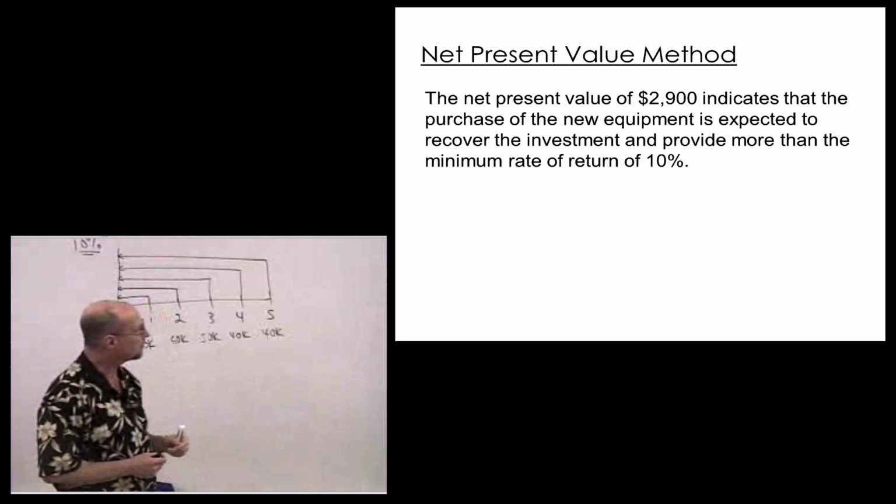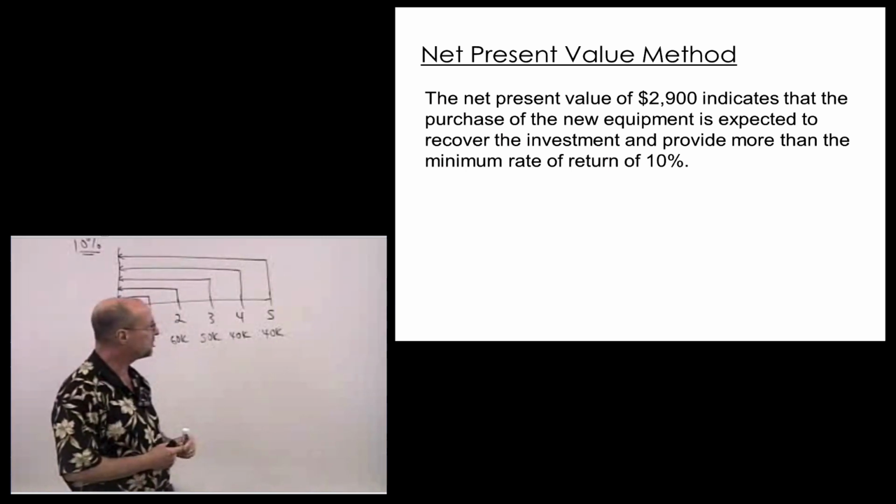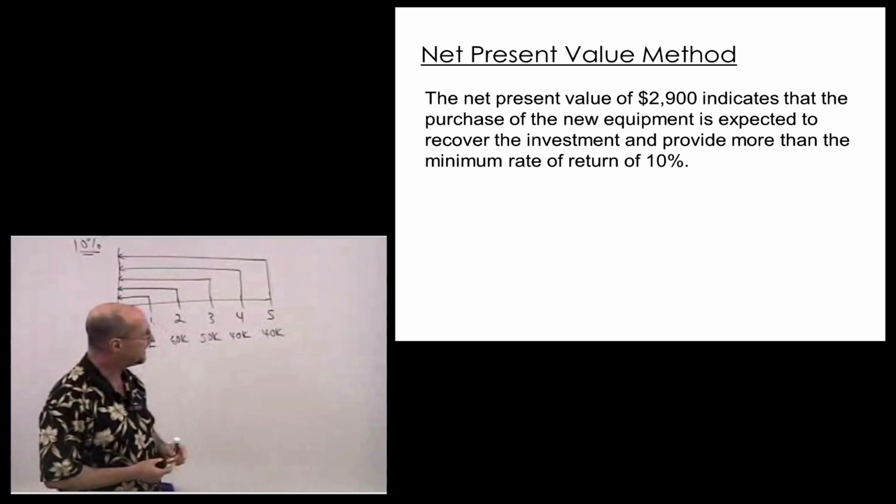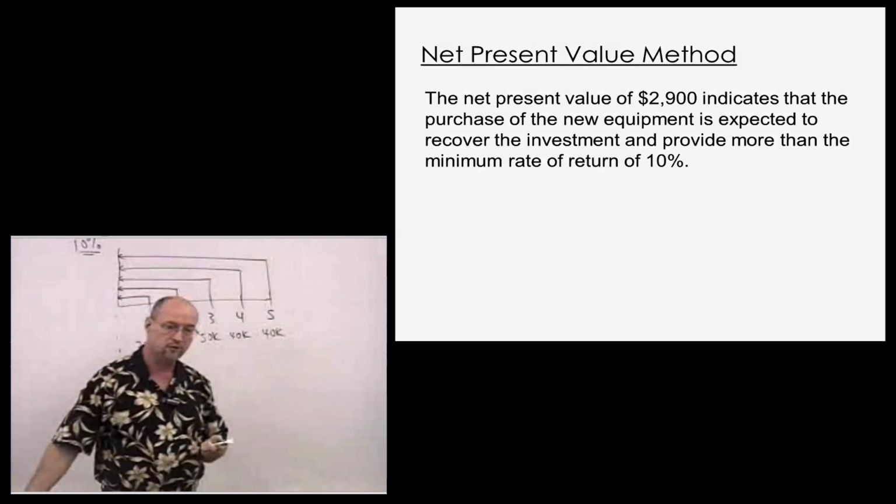Okay, and here's our conclusion. Because the net present value of 29 is positive, then we're beating our minimum rate of return, and we would say, all right, looks pretty good.